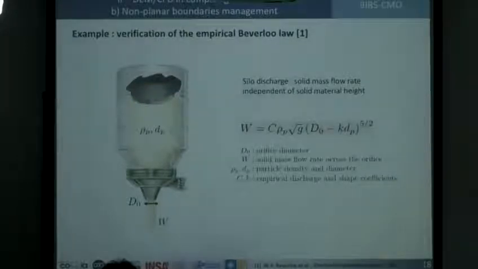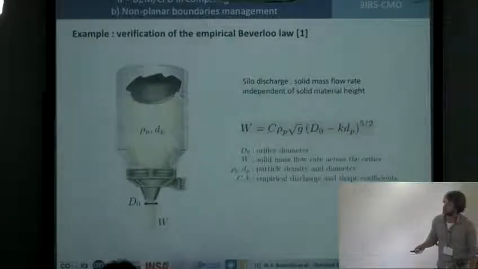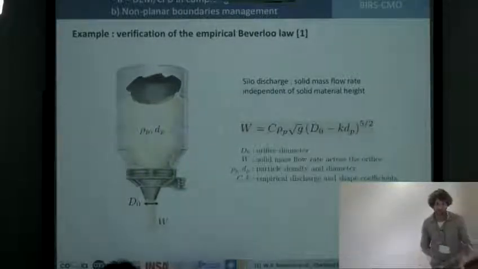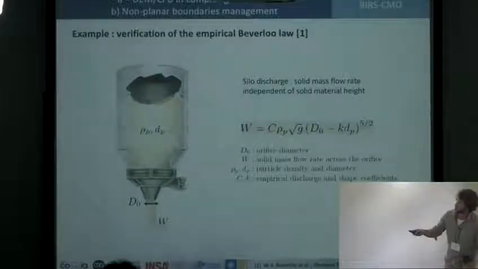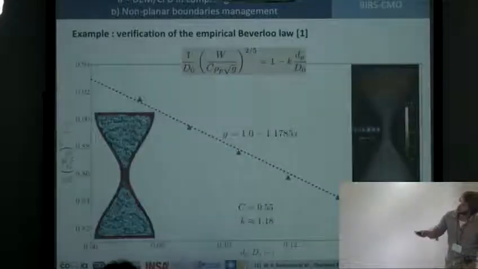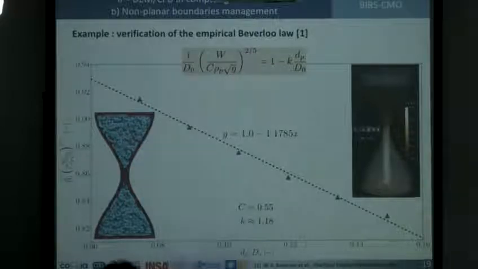So we can just illustrate this on the very simple case of a silo discharge, which can be described by the Beverloo law that predicts that the solid mass flow rate at the outlet, W, is independent from the solid height inside the silo. It can be written like this. It can also be written like this for plotting purposes.